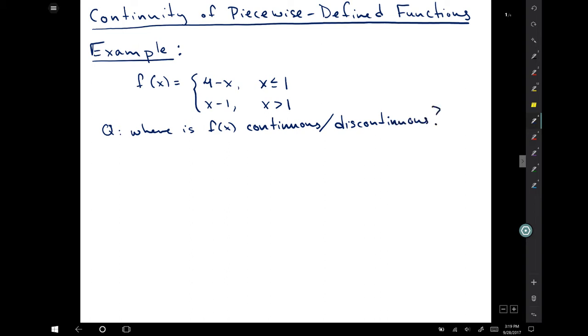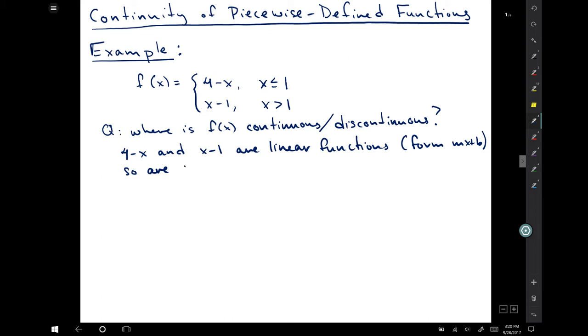Okay, so to look at this, first we realize that the two parts of this function, 4 minus x and x minus 1, are linear functions, just meaning that they have the form mx plus b. And so we know that they're continuous everywhere.